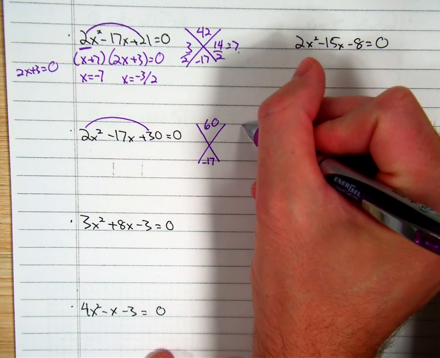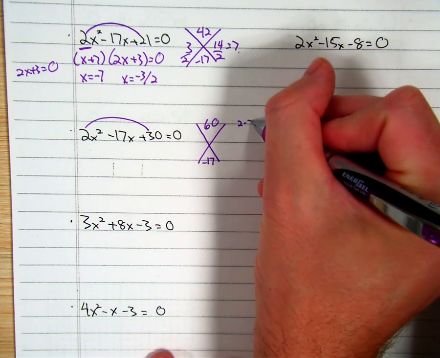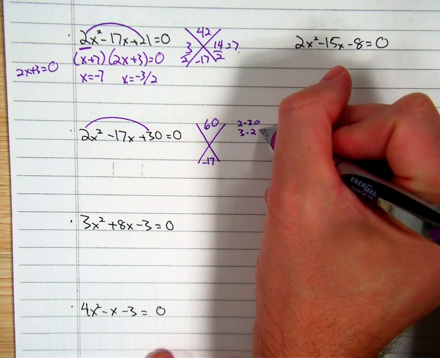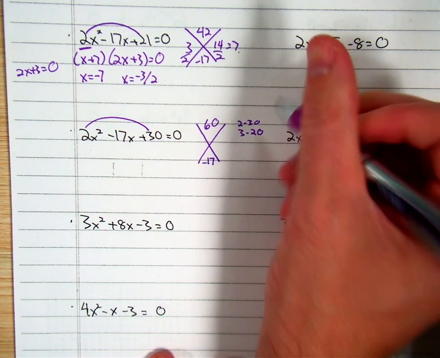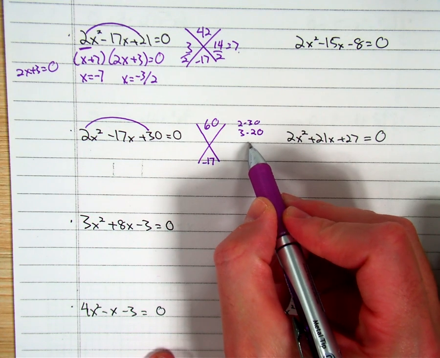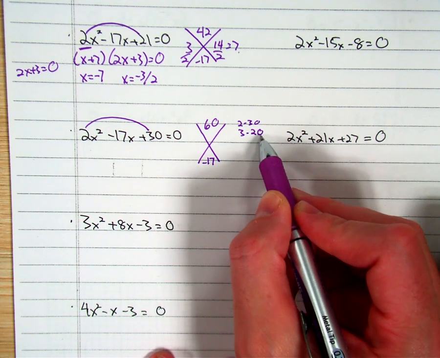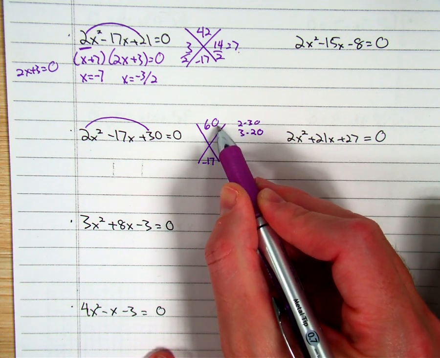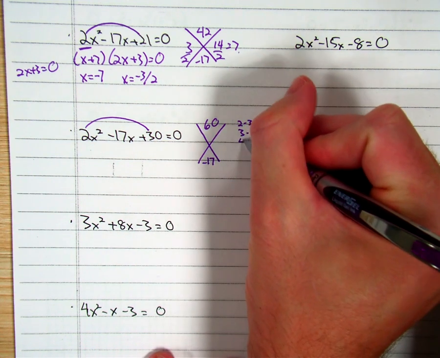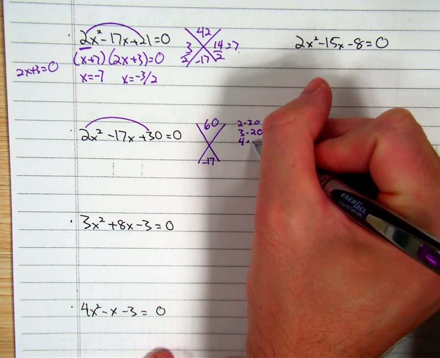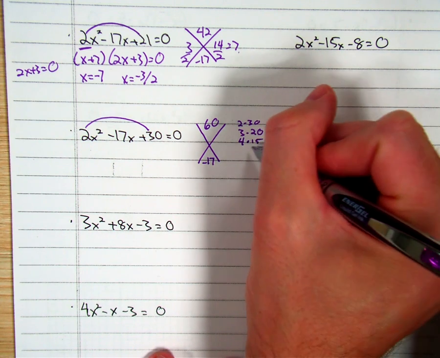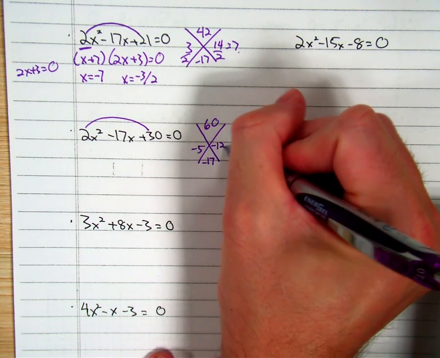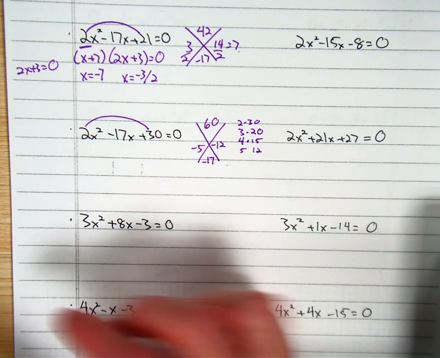So let's look at 60. We have 2 and 30, not going to get us to negative 17. 3 and 20, tempting, but you have to go like negative 20, positive 3, that's going to give us negative 60. 4 and 15, oh, here it is, 5 and 12, negative 5, negative 12.